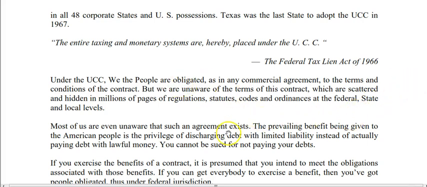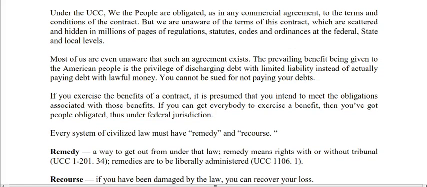The entire taxing and monetary systems are hereby placed under the UCC, the Federal Tax Lien Act of 1966. Under the UCC, we the people are obligated, as in any commercial agreement, to the terms and conditions of the contract, but we are unaware of the terms of this contract, which are scattered and hidden in millions of pages of regulations, statutes, codes, and ordinances at the federal, state, and local levels. Most of us are even unaware that such an agreement exists.